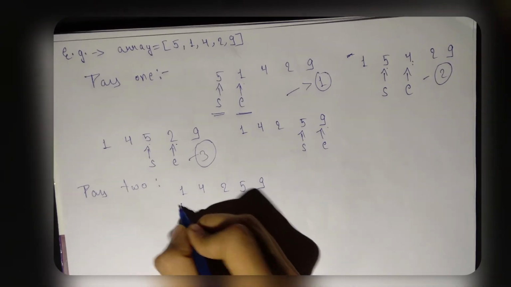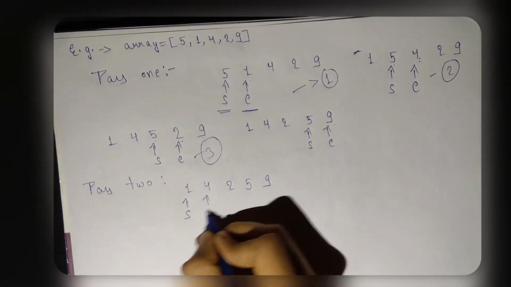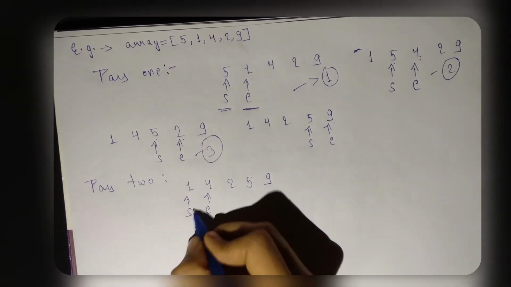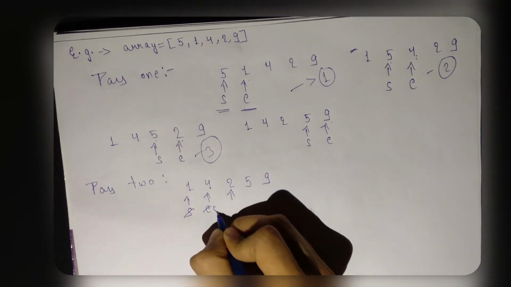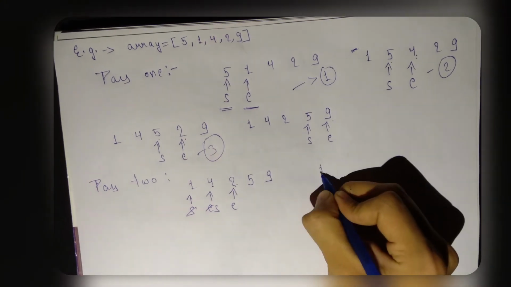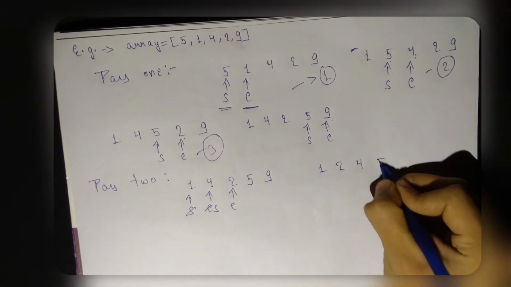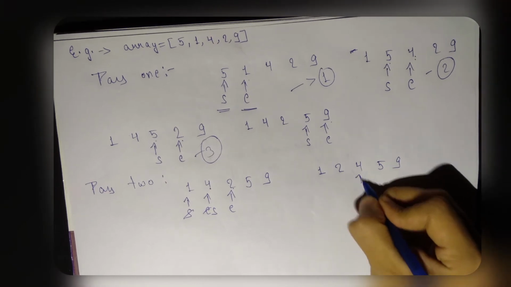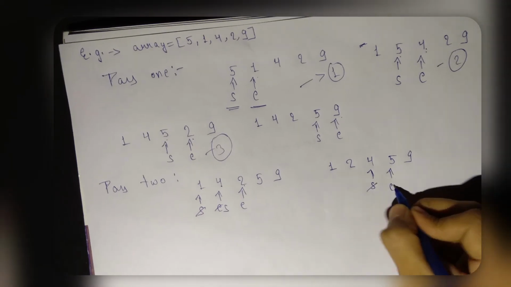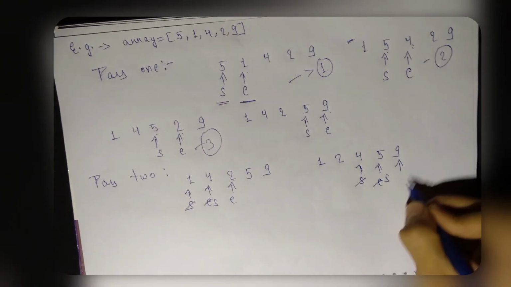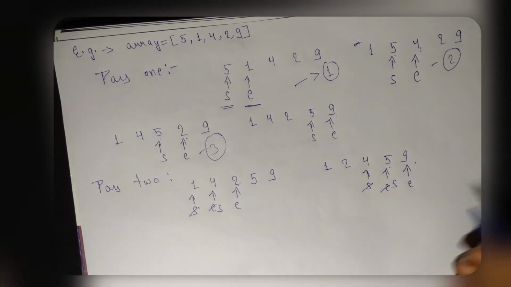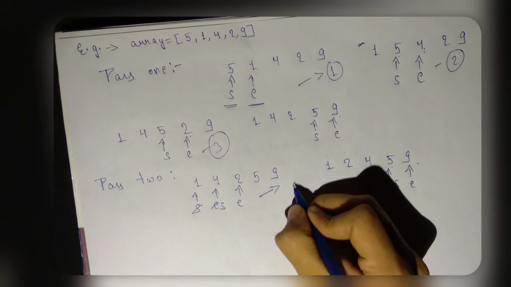Again we'll start from the starting, like start pointer at 0 and end pointer at the next position. So 1 is not greater than 4, so we'll shift our pointers. 4 is greater than 2, so we will execute the swap condition. As well we'll shift our pointers. 4 is not greater than 5. Again we'll shift our pointers. Also 5 is not greater than 9. So in this pass we had only one swap condition, okay?